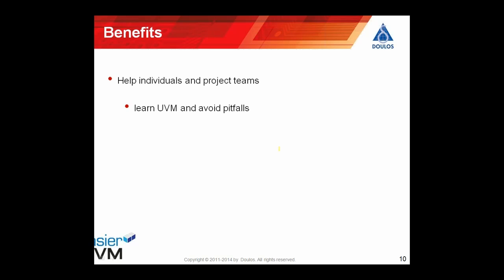So the specific benefits that we see of having a set of coding guidelines for UVM and a coding generator is to help both individuals and project teams learn UVM, avoid the pitfalls of UVM, and become productive with UVM. This code generator, or an early version of it, has been used on industrial projects where it was found to save something like 6 weeks of effort at the early stages of a project, writing the first version of the UVM code by effectively having that generated automatically.